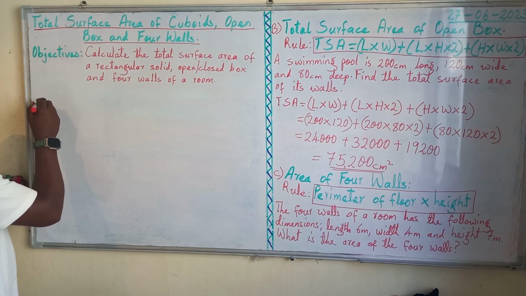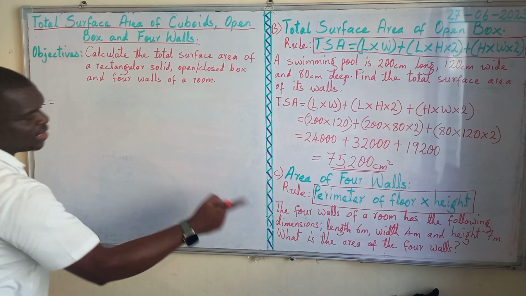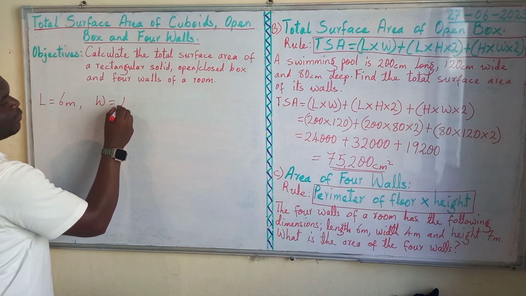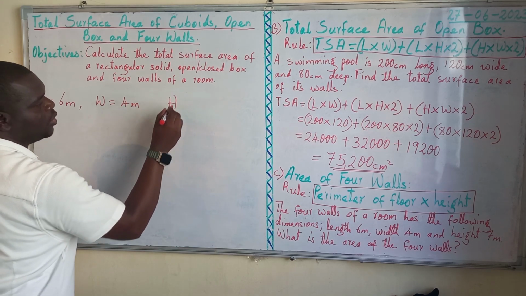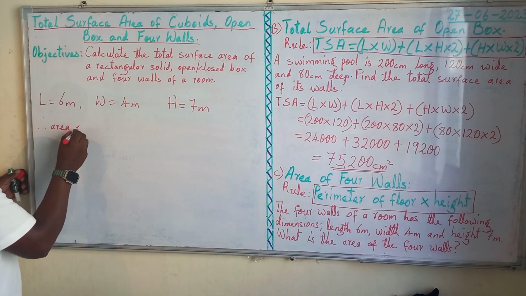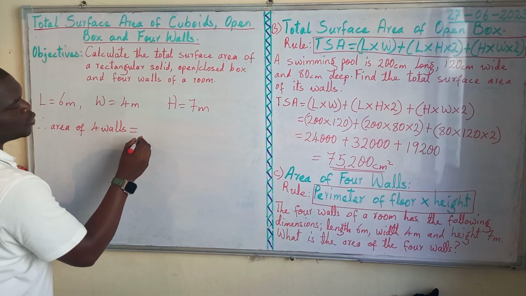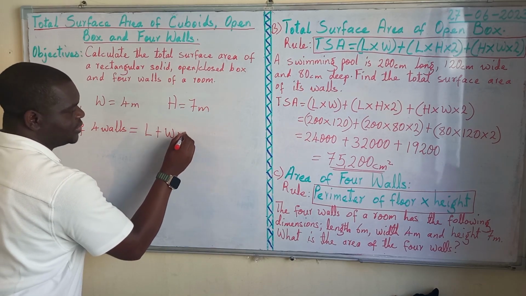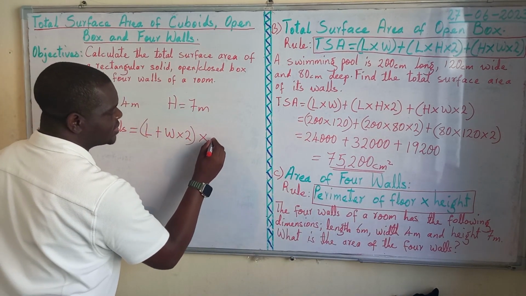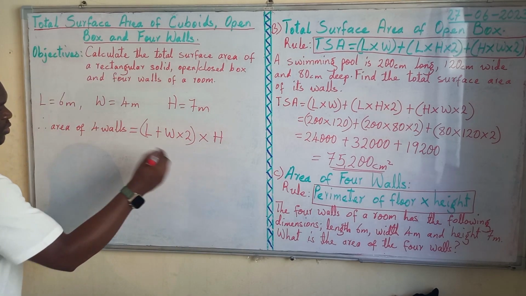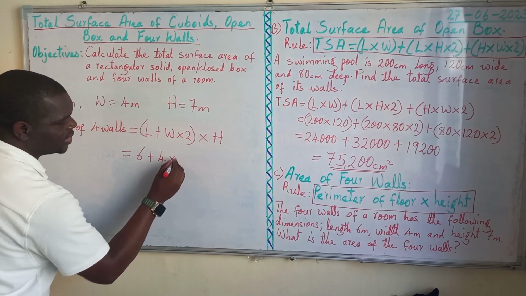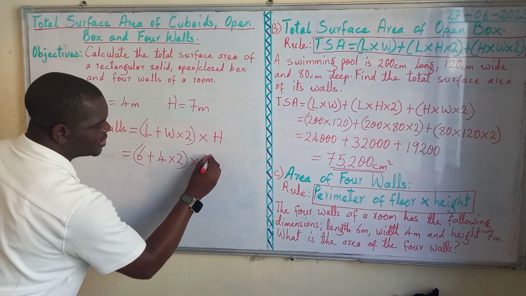First, we identify the length of the room. The length of the room is 6 meters. The width of the room is 4 meters. And the height of the room is 7 meters. Therefore, area of 4 walls will be equal to length plus width times 2. This is the perimeter of the floor. And we multiply our answer by the height. We can substitute here. Length is 6 plus width, which is 4, times 2 times the height, which is 7.